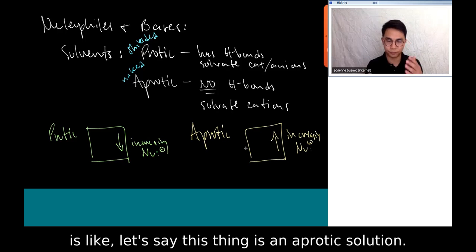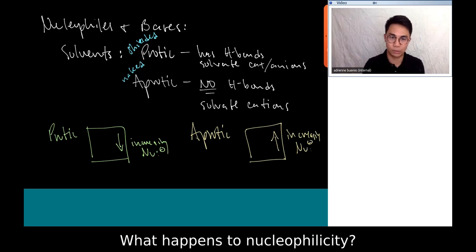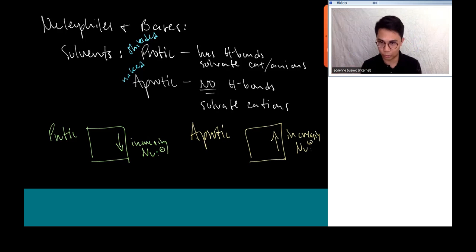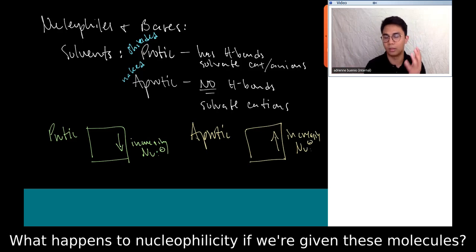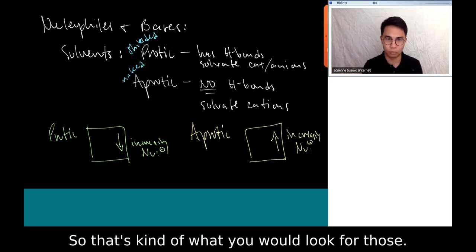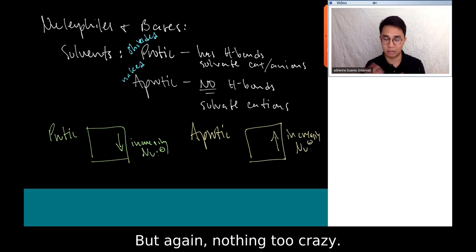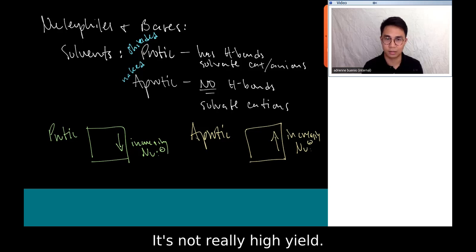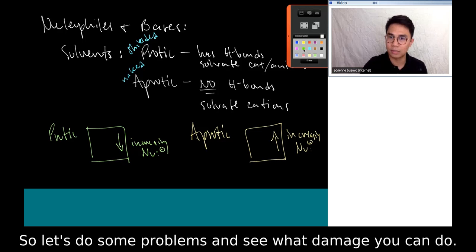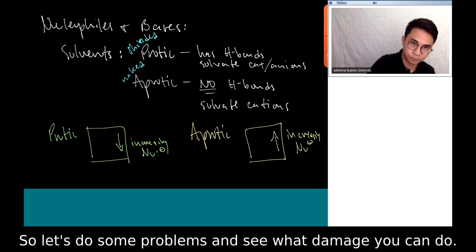The questions you'll get from these protic, why this is important, things like that, is like, let's say this thing is in a protic solution. What happens to nucleophilicity, right? Or this thing is in an aprotic solution. What happens to nucleophilicity if we're given these molecules, these reactants? So that's kind of what you would look for. But again, nothing too crazy. It's not really high yield. It's just there just in case, right?